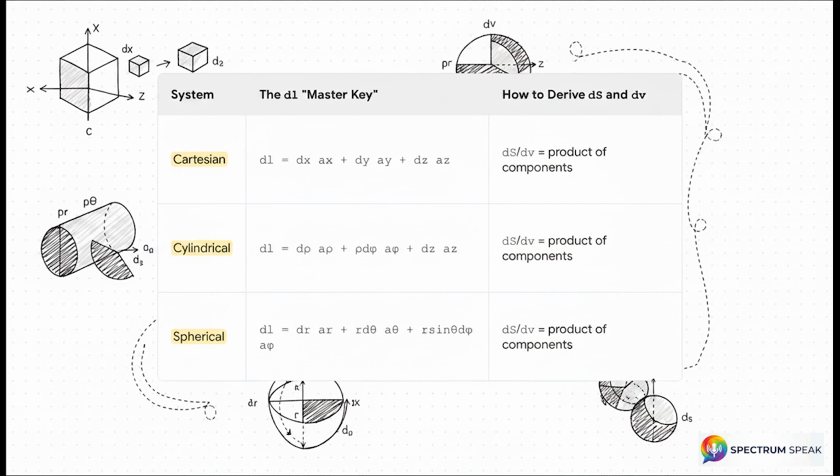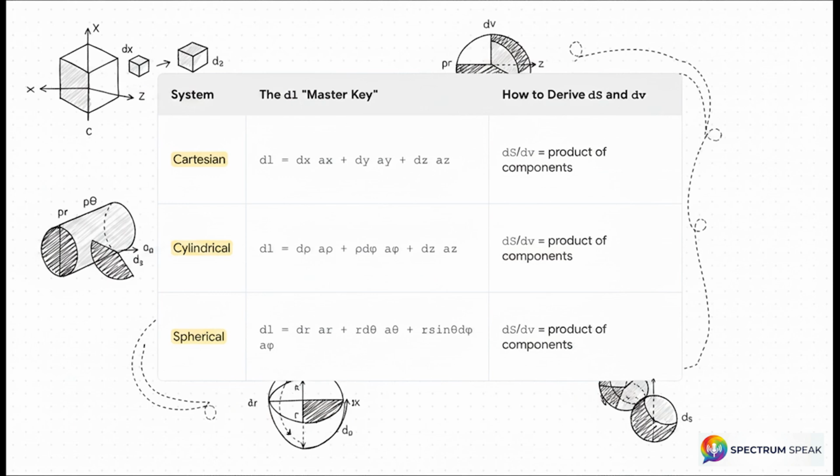If you need to get any differential surface area, ds, you just multiply the length components of the other 2 coordinates. So say you need the surface area on the xy plane, where z is constant. You just multiply the dx term and the dy term. That's it. And for differential volume, dv, you just multiply all 3 components together. This pattern works for every single system.